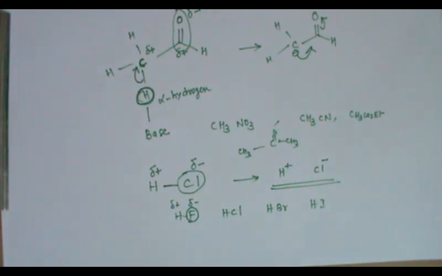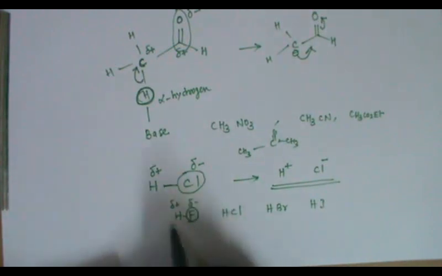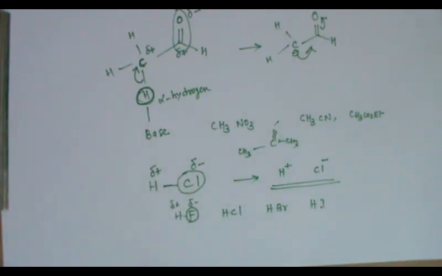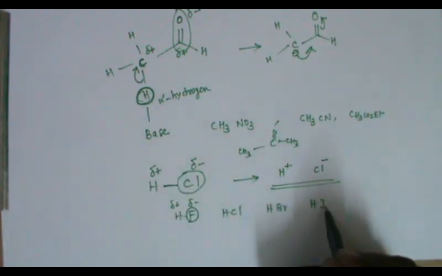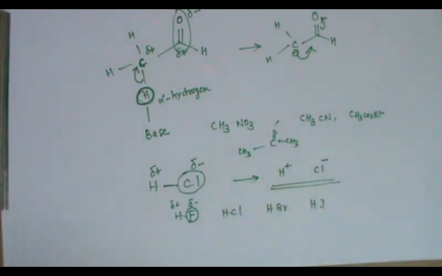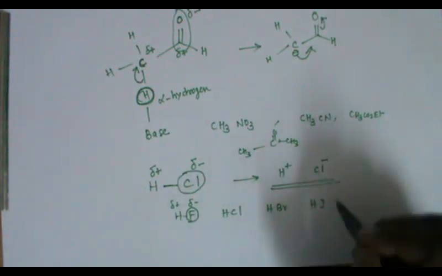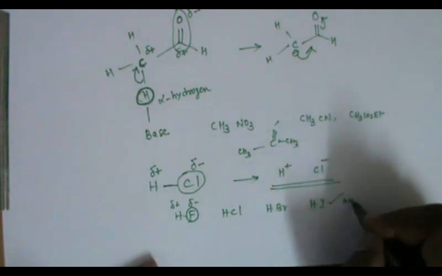Since fluorine is very small in size, the force of attraction between the fluorine atom and the hydrogen atom will be more compared to HI. Iodine is very big, so the force of attraction between the nucleus of iodine and this hydrogen will be very less. So it can get easily dissociated, separated as I minus. So this is more acidic.